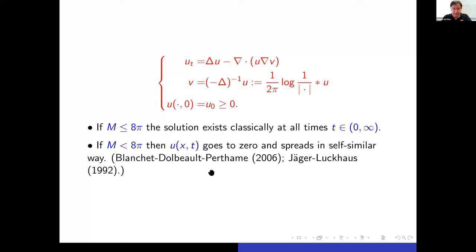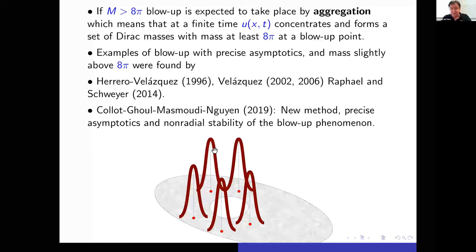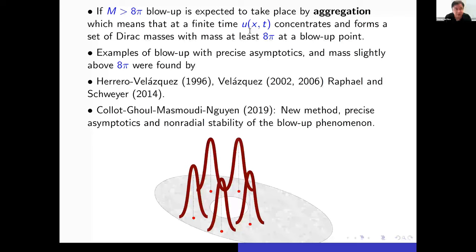Okay. Let me mention something else about the folklore of this problem. When the mass is bigger than 8 pi, as I already mentioned, blow-up happens. This blow-up doesn't happen in a random way. Actually, what we expect is that the chemoattractant induces a big concentration of the bacteria around isolated points. This is the way it is expected to behave. And in fact, what you expect to see is that the function nu concentrates and forms a finite set of Dirac masses, each of them with mass at least 8 pi.